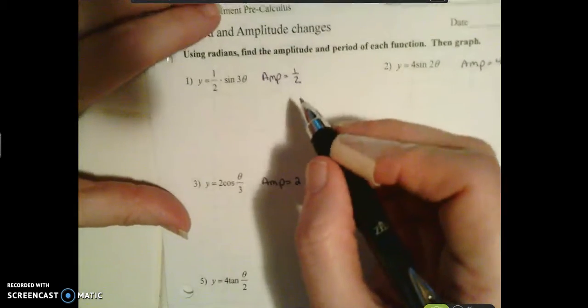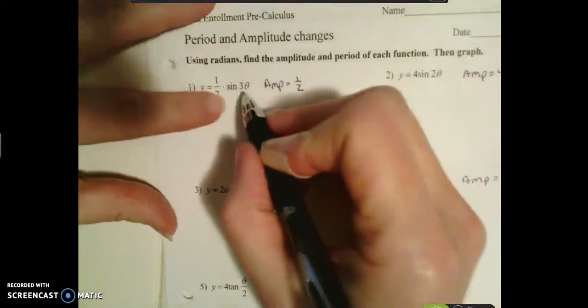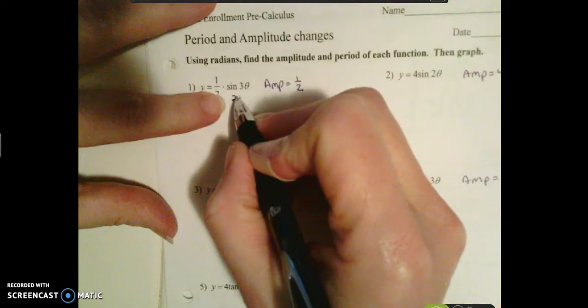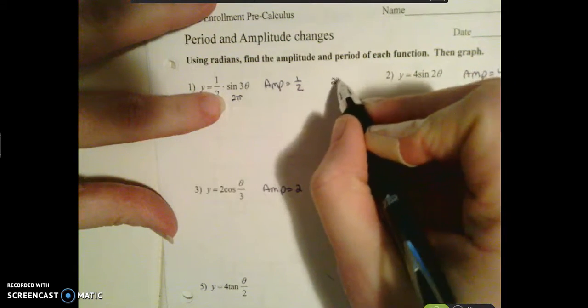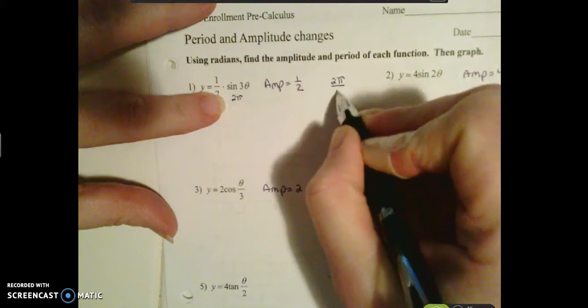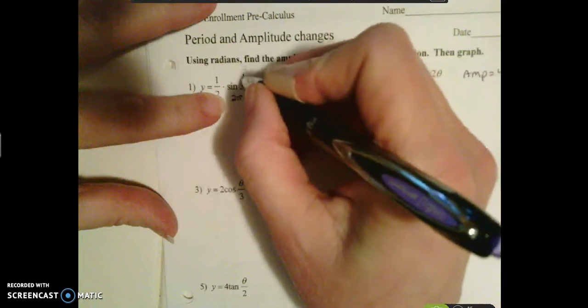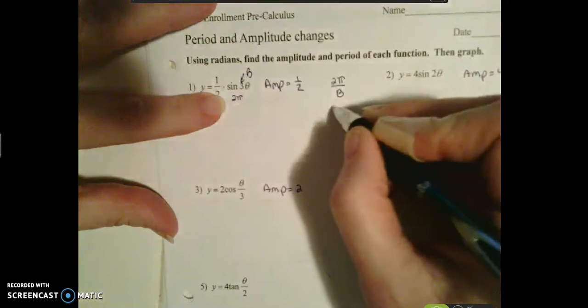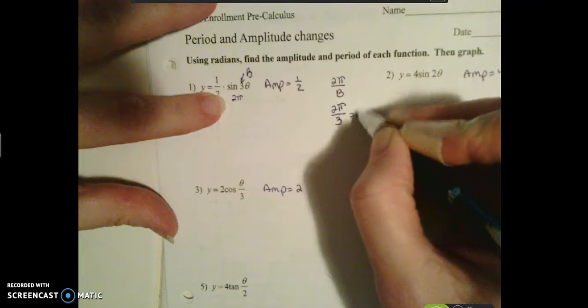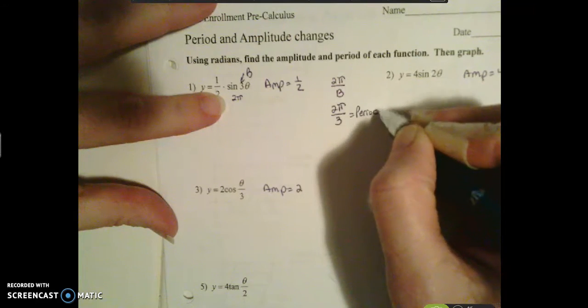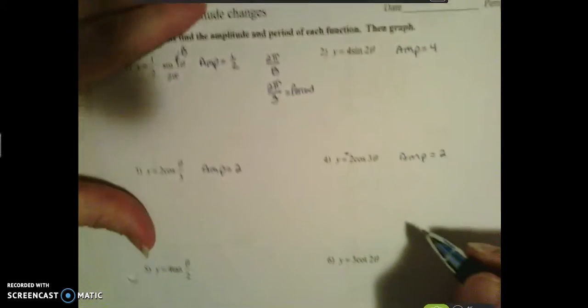Okay, so let's go back and look at our periods here. So the sine normally has a period of 2 pi. So to find the period of this function, we're going to take 2 pi divided by b. This is b. So it's going to be 2 pi divided by 3. So that's my new period. And we'll talk about how to deal with that in a second.